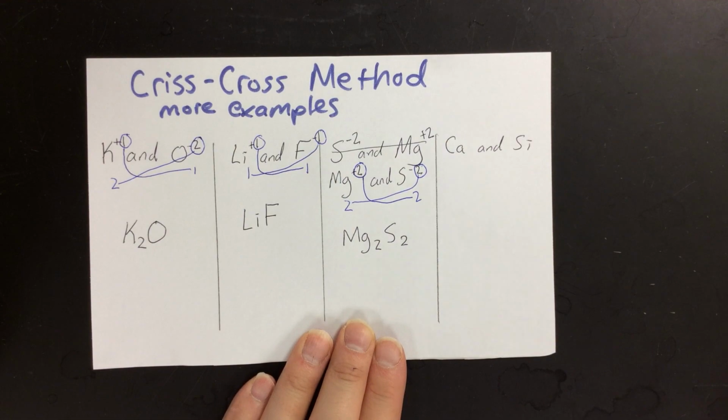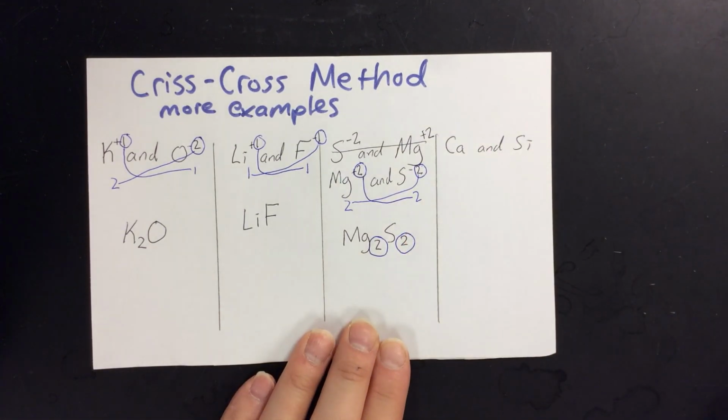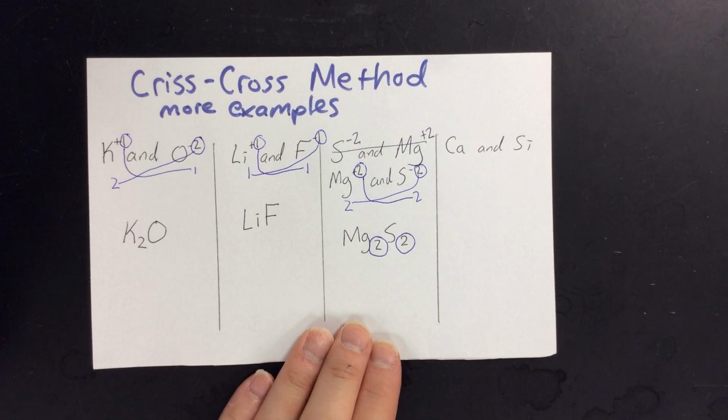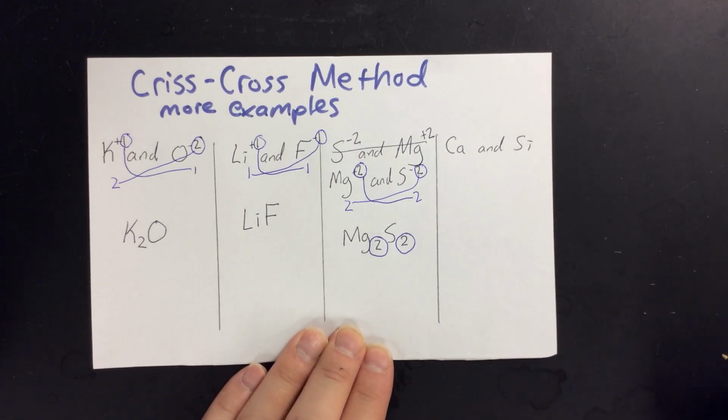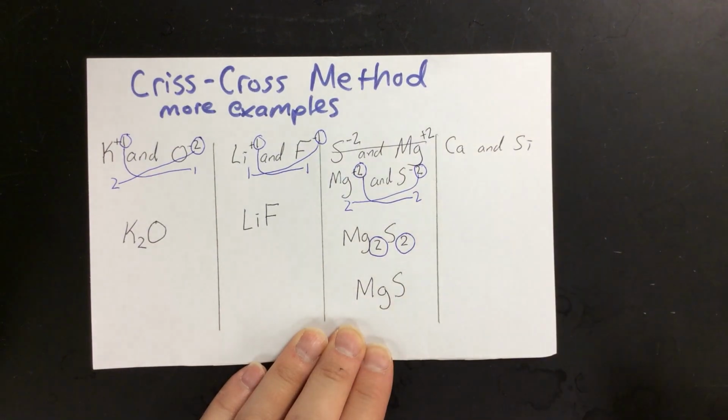The last step is to reduce the subscripts if they all have a common factor. Now you notice both of these subscripts are 2. They both have a common factor of 2. So I need to reduce this down from 2 and 2 down to 1 and 1, which would give me the formula MgS.